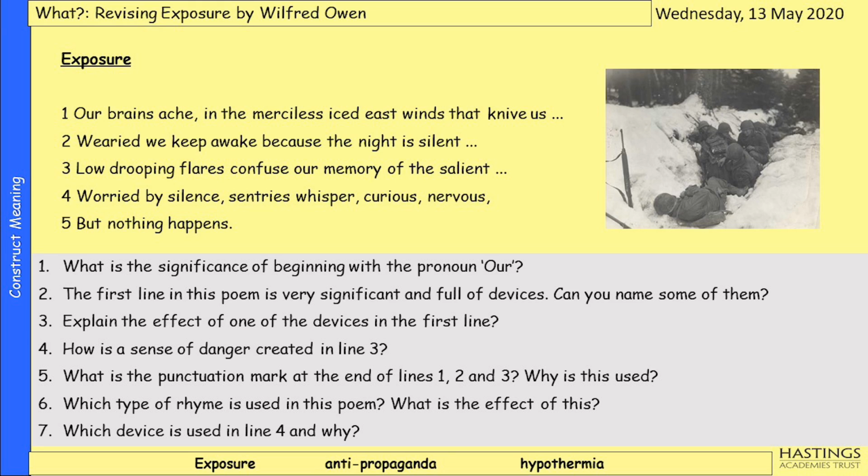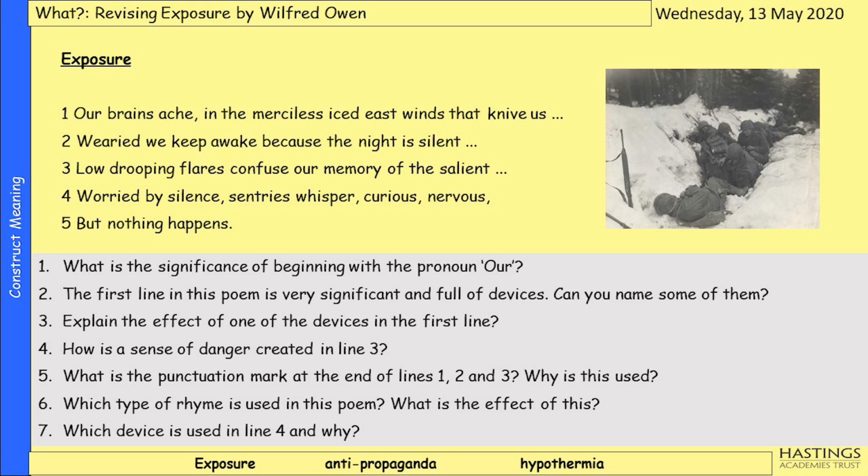And finally, number 7, the device used is sibilance again. So we've got "worried by silence, centuries, whisper, curious, nervous". You can really hear that repetition of the S sound. As an aside, you need to think of sibilance as slightly different to alliteration. With alliteration, we have repeated letters or sounds at the beginning of words. With sibilance, it can come at the beginning, middle or end.